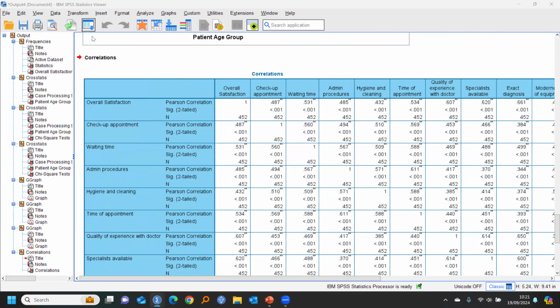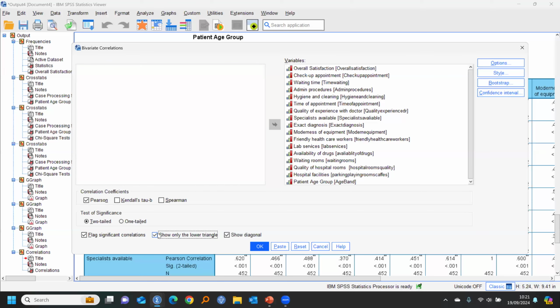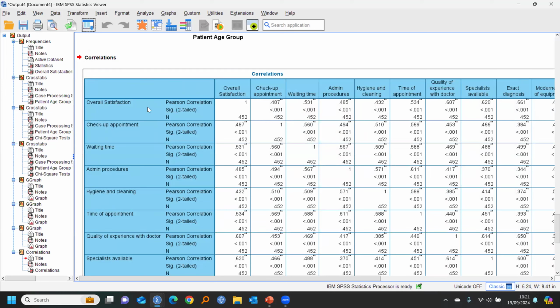How can I clean this up? Well, if I run it again, one of the tricks I can do is say, show only the lower triangle. What's that mean? Well, each correlation has repeated itself. Here we have overall satisfaction against overall satisfaction. That's a value of 1, because it's the same variable correlated against itself. That's useless. You can see the diagonal values are all equal to 1. And you can see checkup appointment against overall satisfaction is shown at 0.487, and overall satisfaction against checkup appointment is shown at 0.487. So it's repeating itself, and we've got these diagonal values.